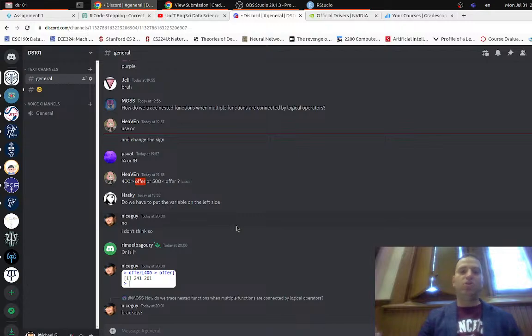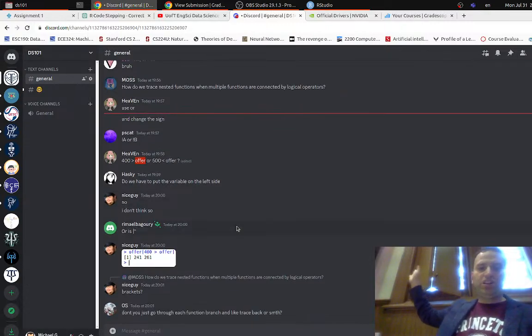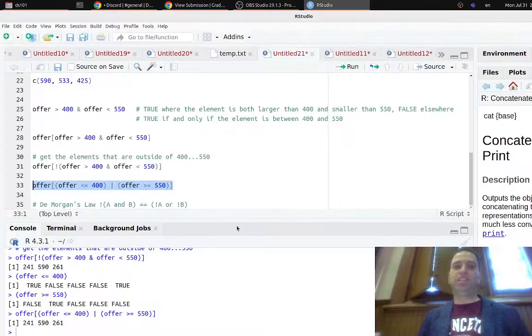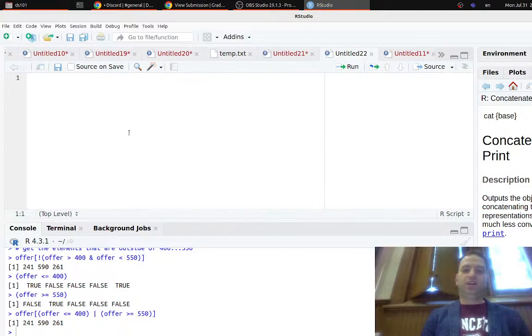Yeah. So there was a question which I think it makes sense to address. How do we trace a nested function when multiple functions are connected by logical operators? And the answer is the same way you would trace an arithmetic expression, right? So how would you trace something like 1 plus 2? Well, let me make it like the square root of 1 plus 8, times 5 plus 2. Well, just step by step, evaluate whatever you can, right?